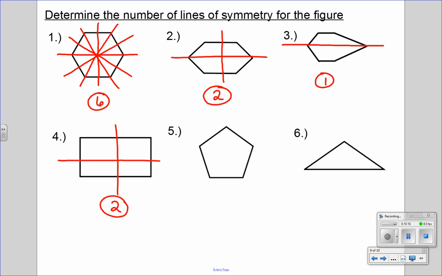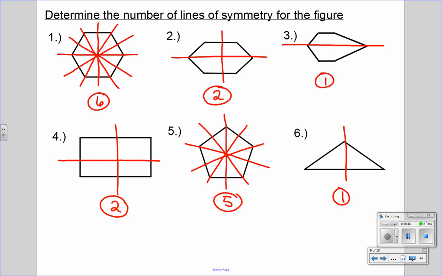All right, for number 5, we can fold it straight up and down. That's 1. We cannot fold it through the half because it won't meet up. But if you notice, it's going through a vertex and the middle of a side. And we can do that for each vertex on this figure. So that's 1. This is 2. This is 3. This is 4. And then we have 5 lines of symmetry. And our very last one, all we can do is fold it straight up and down, so we have 1 line of symmetry for that one.